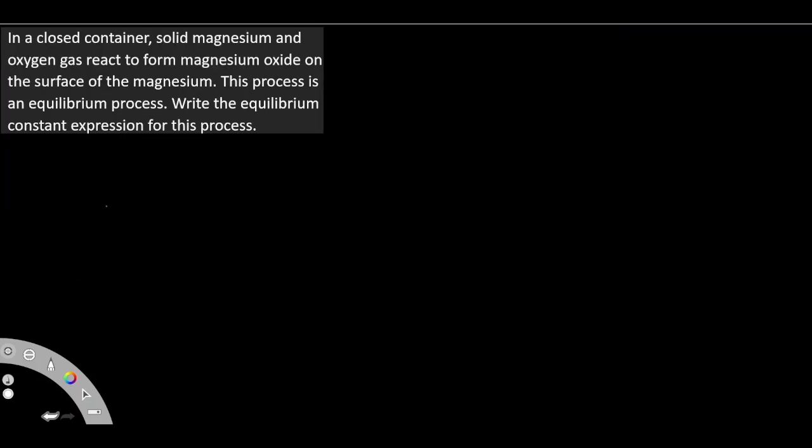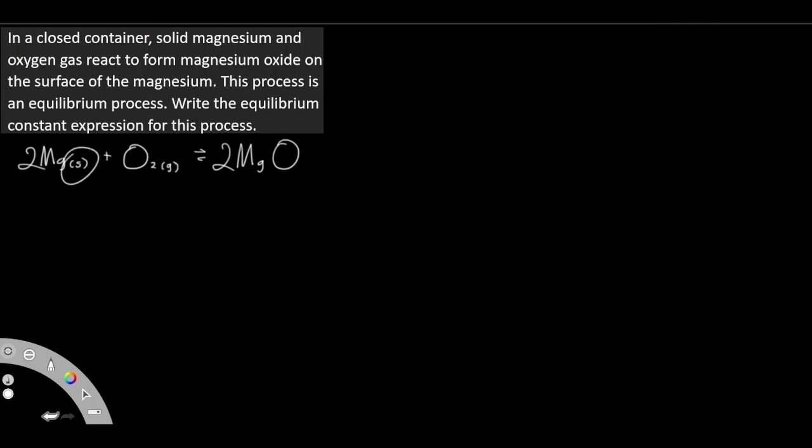In a closed container, solid magnesium, so I'll write this out, it's going to be solid, and oxygen gas react. It's going to be an equilibrium process, so always put this one here, it can be forward or reverse, to form magnesium oxide. Okay, there we go. So obviously we know that this has a 2 charge, this has a negative 2 charge, that's why we've written it out this way. Now all we need to do is balance it out, putting a 2 over here, putting a 2 over here. That should be quite simple.